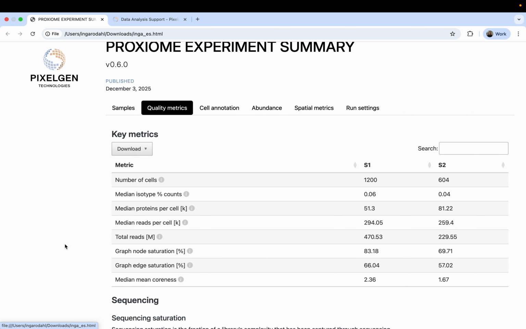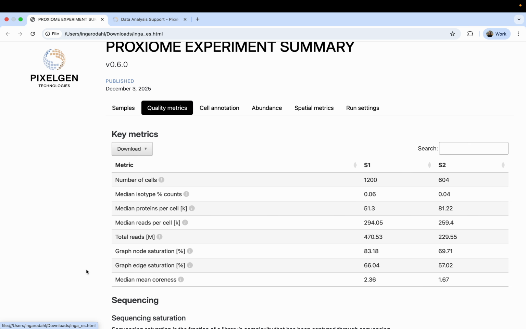We then want to see that these samples have been assigned the correct amount of reads, and we can look at the total reads down here, and we see that indeed the first sample has received about twice as many reads as the second sample, which would be appropriate according to the cell numbers.